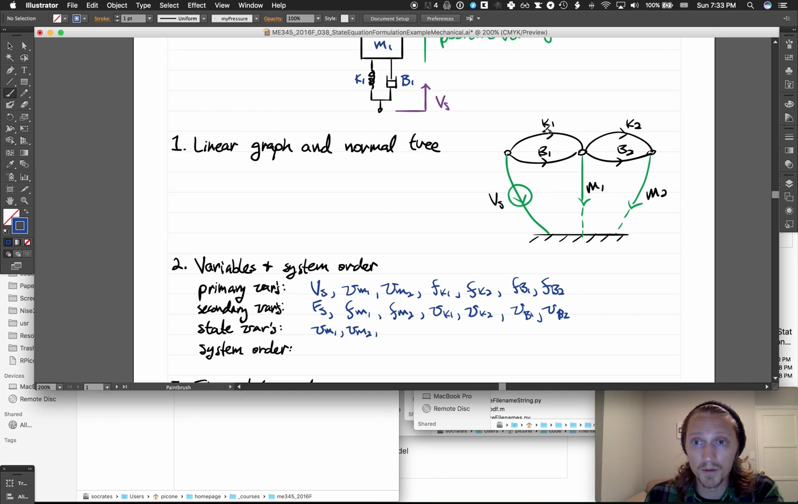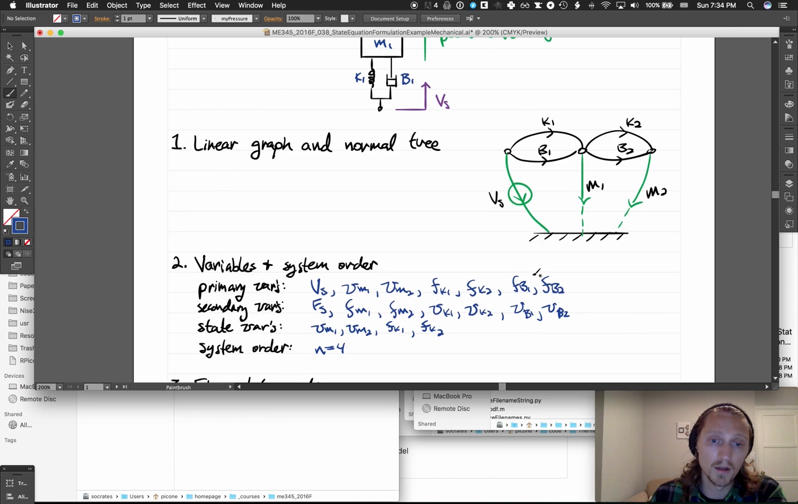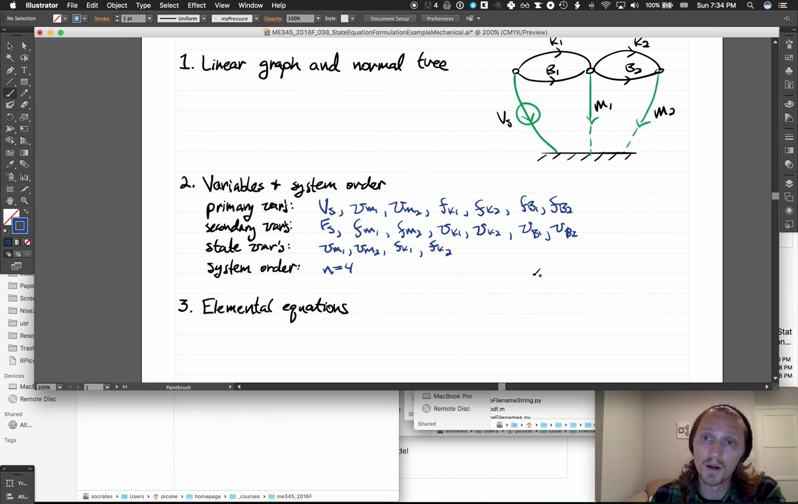So through variables on T-type energy storage elements in the links, not just any element in the links. T-type are the two springs in this case. So we have Fk1 and Fk2. So the system order can be determined by just counting the number of state variables. So n is equal to 4. In this case, there are 4 state variables, and we are ready to go with our elemental equations.